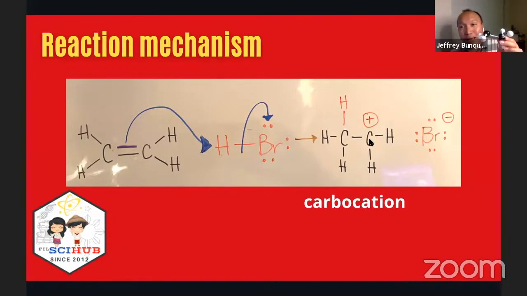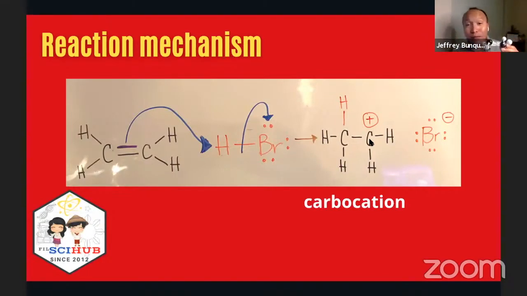Ilan po ba ang kailangang electrons ng isang carbon atom for it to be stable? It has to have a total of 8 electrons. Kaya nga po, octet rule. And this particular electron deficient carbon species is what we call a carbocation. So it is a positively charged carbon center. So yun po, papakatandaan niyo po yan.